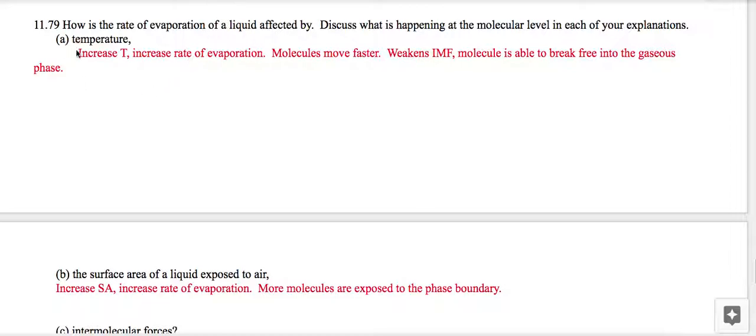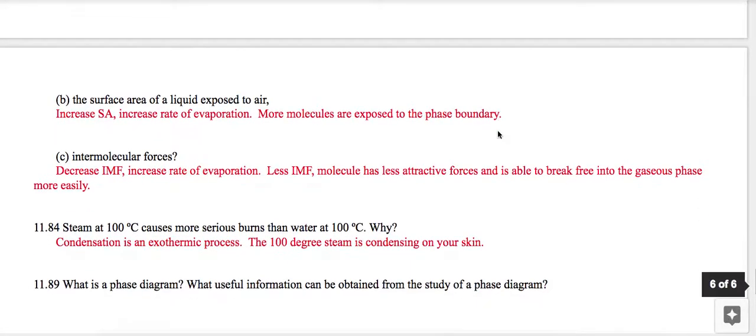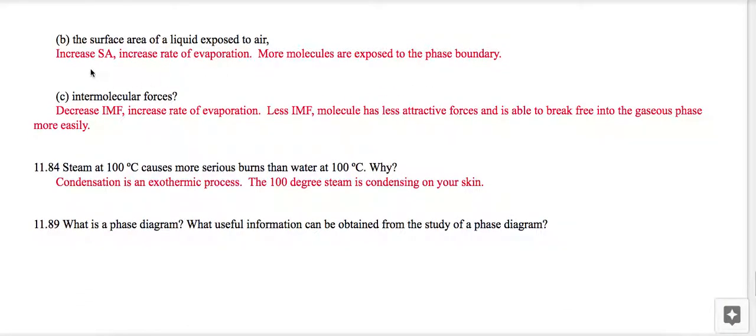So if we look at these, if we increase temperature, the rate of evaporation is going to increase because the molecules are moving faster. If the molecules are moving faster, the molecules aren't able to attract each other as well, so the intermolecular forces go down. Intermolecular forces go down, these molecules are able to break into the gaseous phase more easily. If you increase the surface area, you increase the rate of evaporation. This is because there are more molecules exposed to that boundary between the liquid and the gas. So that is a big thing there.